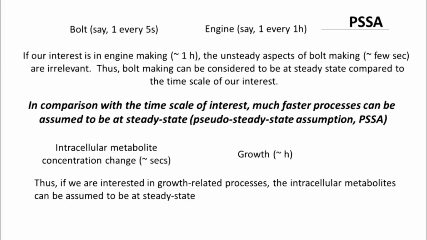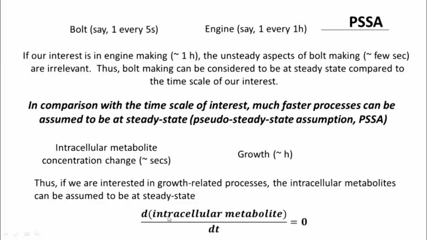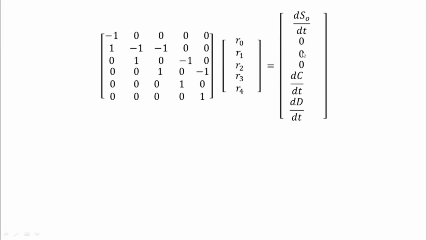And now see how it simplifies our approach. All the time derivatives of intracellular metabolites can be set to 0 by the pseudo steady state approximation if we are interested in growth related processes, which we are, growth and product formation in the case of a bioreactor. Definitely we are interested only in such processes, and in such a case we can directly take the intracellular metabolite variations with time to be 0, or this process to be at steady state. If we do that, then the intracellular metabolites A, B and S can be directly put to 0.